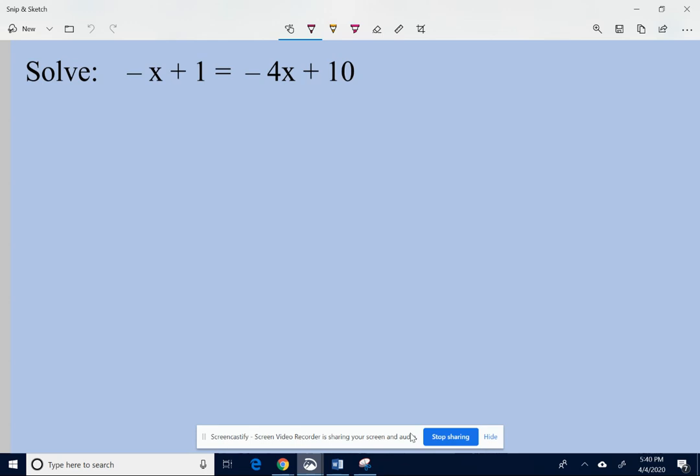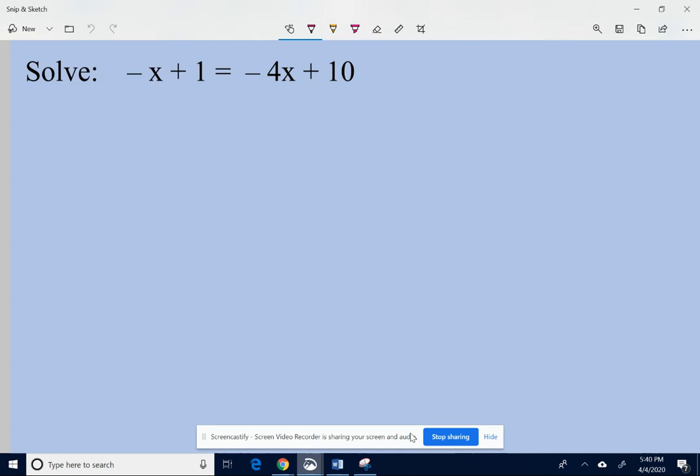Okay, so the big idea. We're going to try to get all the x's on one side. We're going to try to get all the numbers away from the x on the other side because we want the x's alone. And then we want to divide.